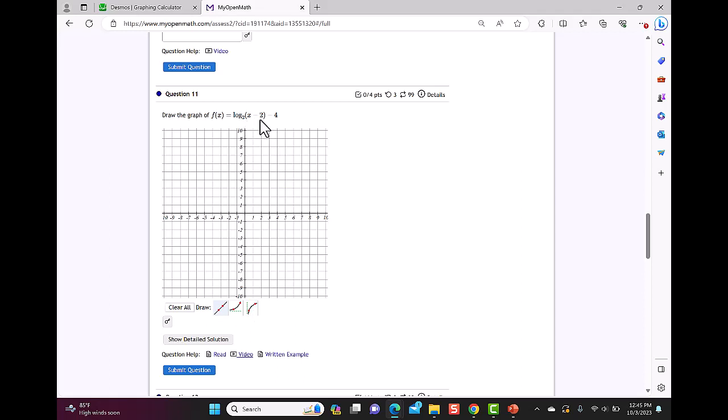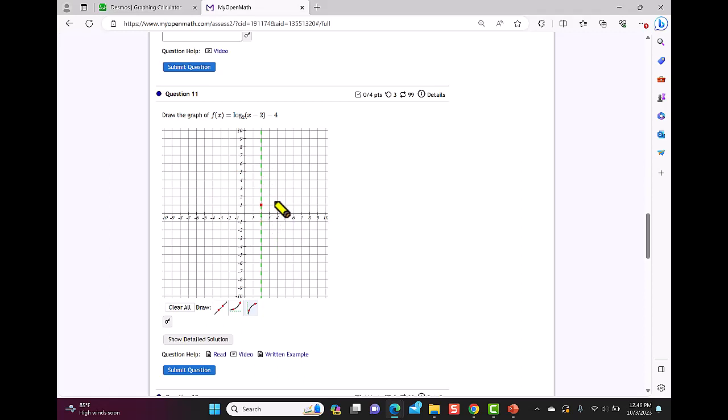This is log base 2 of x minus 2 minus 4. Logs have vertical asymptotes, so you want to click this tool with the vertical asymptote, and you're going to start by putting a dot where the vertical asymptote is. x minus 2 is 0 when x is 2, so after I click this dotted line with a curve, I go to 2, anywhere on 2, and I click it. Now it's ready to graph the log.